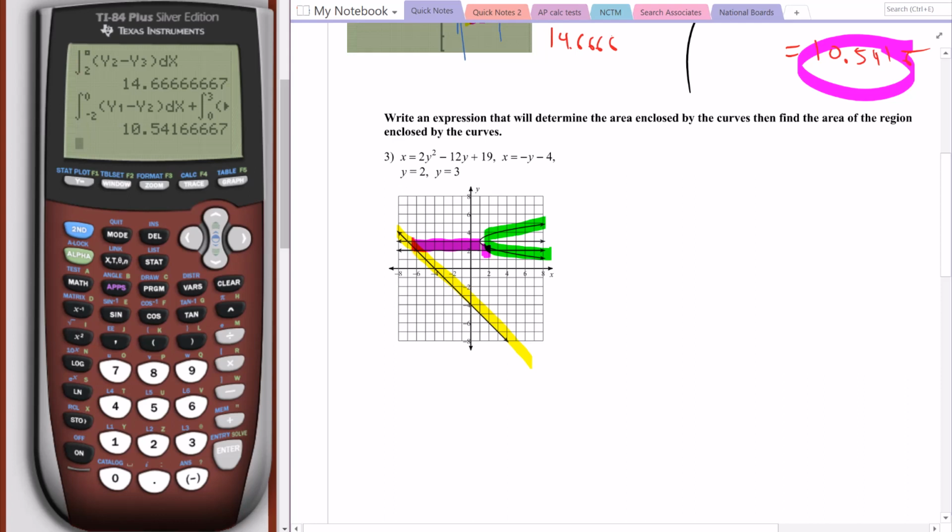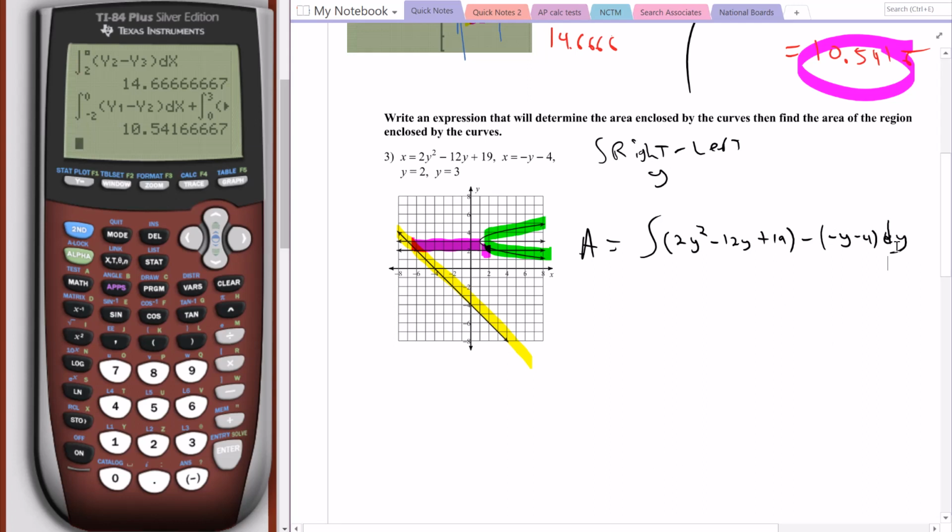So when it's like this is the one where we do right minus left, and everything is in terms of y, right? Everything must be written in terms of y coordinates. So we can see here the green is on the right, so the area is going to be the integral of the green function, which is 2y squared minus 12y plus 19. And we're going to subtract the function that's on the left, which is negative y minus 4. It's very important that you put these parentheses, otherwise you won't have the correct answer.